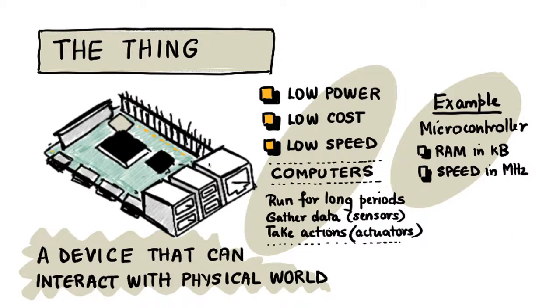The thing is a device that can interact with the physical world. It's usually a low power, low cost, low speed computer. You wouldn't take an absolute beast of a desktop machine and use that to monitor vibration in a piece of manufacturing equipment or monitor the temperature in your house. They're normally very small, very low powered machines that just do one job: gather data, control some kind of system. With microcontrollers, for example, the RAM you get is kilobytes and the speed is megahertz. It's not the 3.7 gigahertz 16 core machine with 64 gigabytes of RAM. It's the 128 megahertz machine with 64 kilobytes of RAM. Some are a bit more powerful depending on which type you go for. They're designed to run for a long period of time and gather data or take actions.